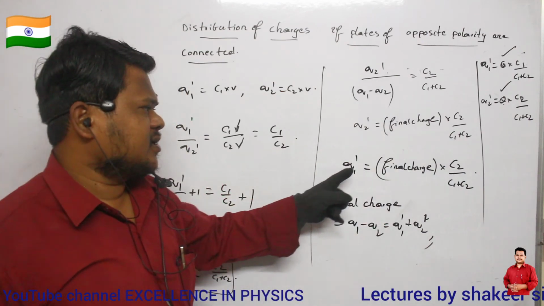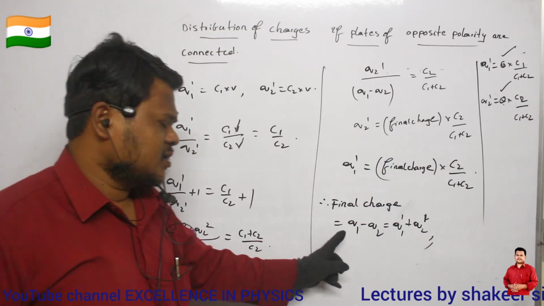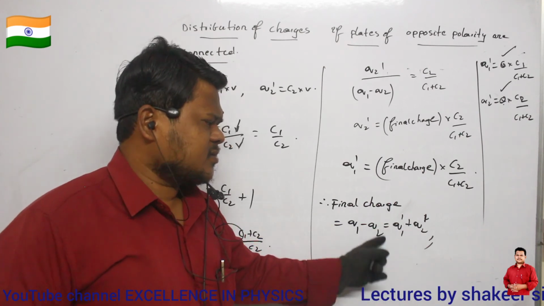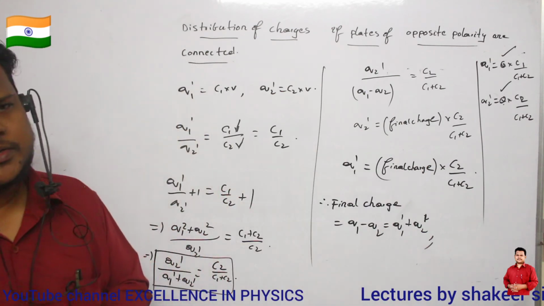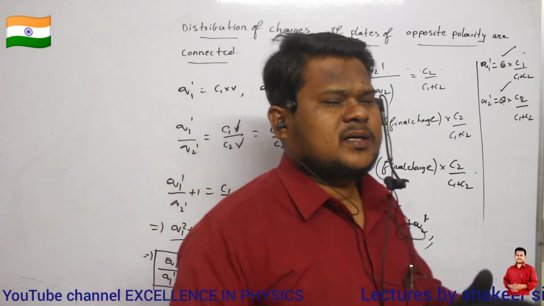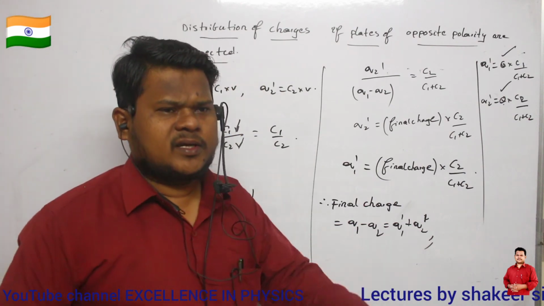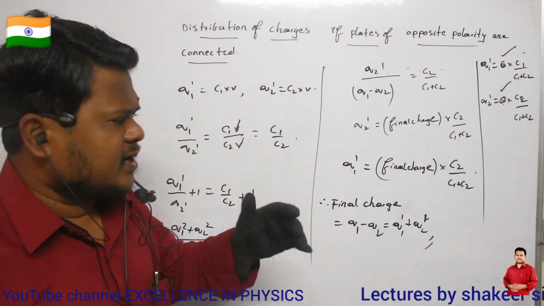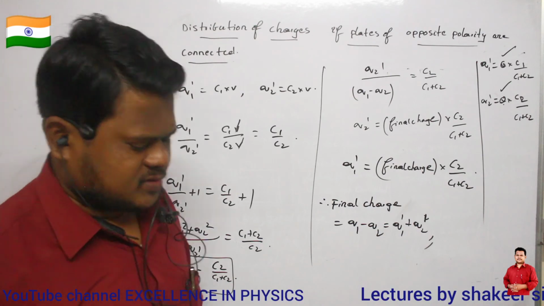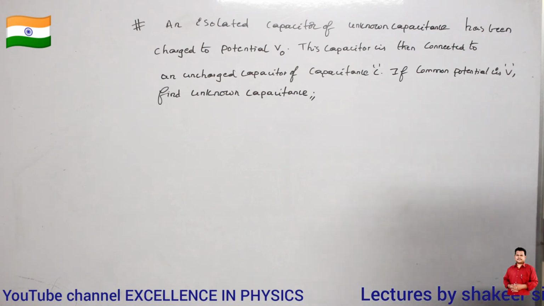But here, what is meant by the final charge? The final charge is nothing but Q1 minus Q2, or after redistribution of charges, Q1 dash plus Q2 dash. This is also called the final charge. This is the only difference. So when the positive plate is connected to the positive plate, charges will not get cancelled. But when the positive plate is connected to the negative plate, definitely some of the charges will get cancelled and the remaining charges will be redistributed on both plates of the capacitors. Okay? That's all.